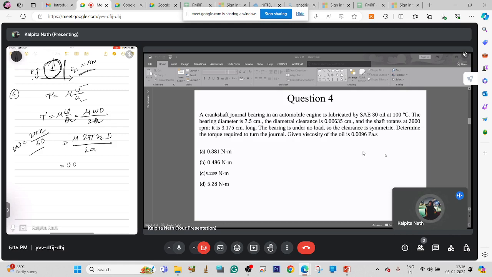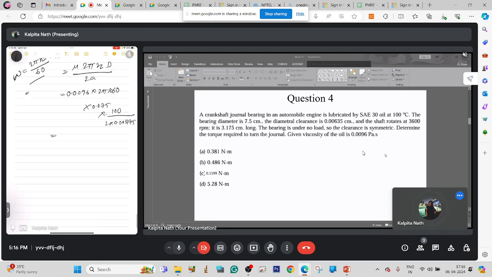So this will be 0.0096 multiplied by 2 pi into 60, 0.075. How come 60? Because this is 3600, right? So that's why. So 100 upon 2 multiplied by 0.003175. So this will be given as 4274.4188 Pascal.